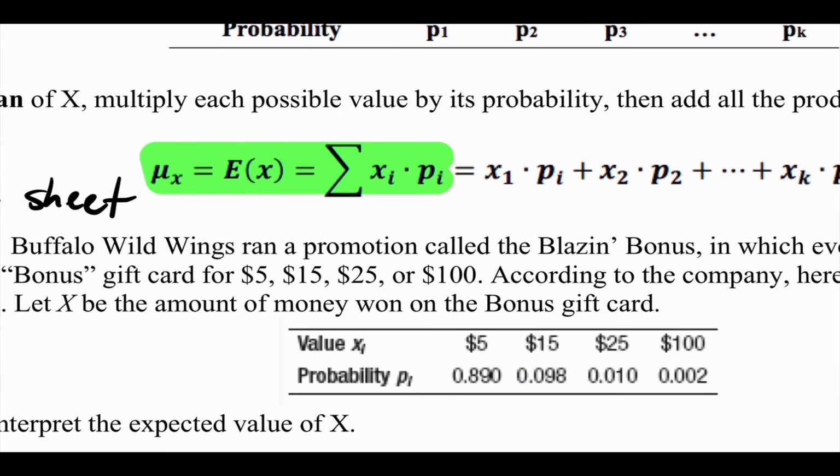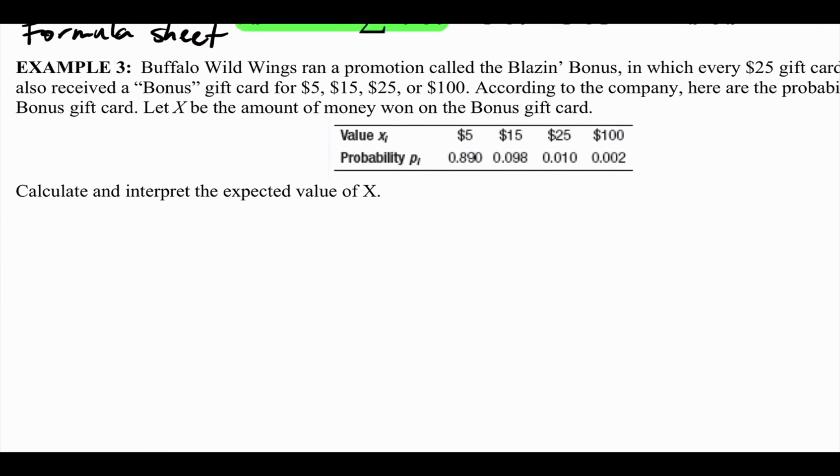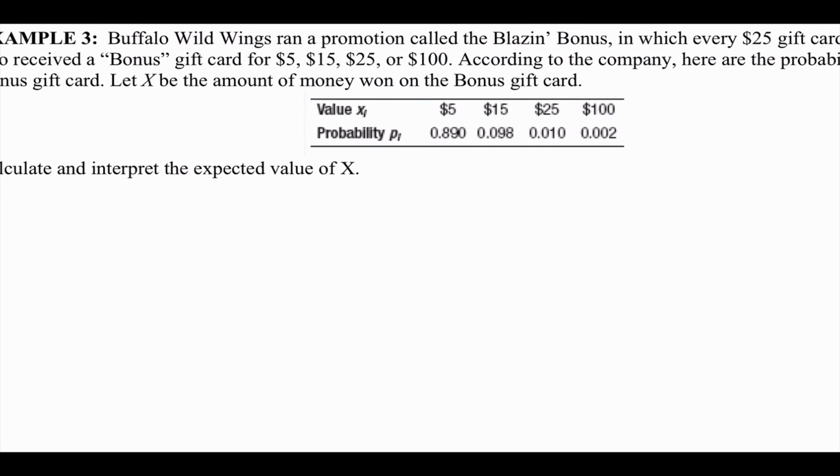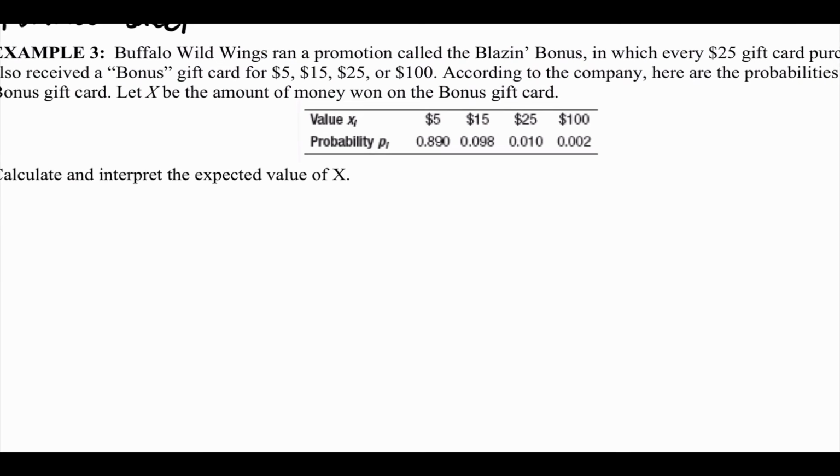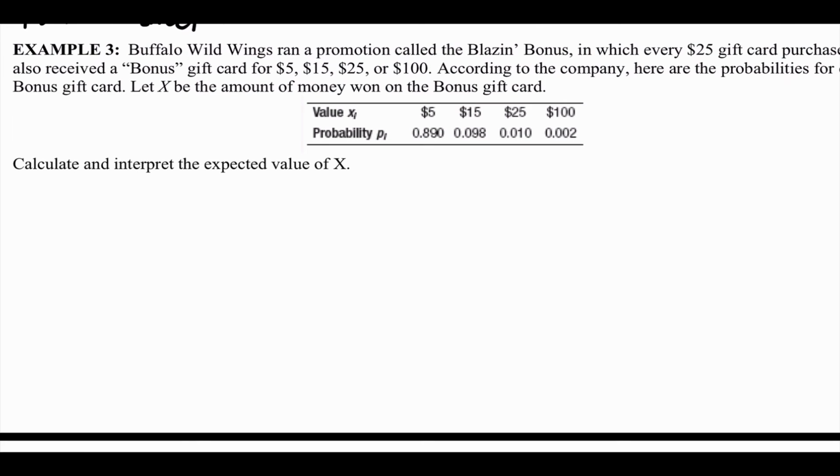Okay? So we're going to do that for this table here. This table's a lot shorter. I did this on purpose. If we were to do it with the problem you just did, it'd be long, because there's 11 things to add up. This one's only got 4 things, right? Buffalo Wild Wings ran a promotion called Blazing Bonuses. I think we had this question last chapter too, in which every $25 gift card purchase also received a bonus gift card for $5, $15, $25, or $100.